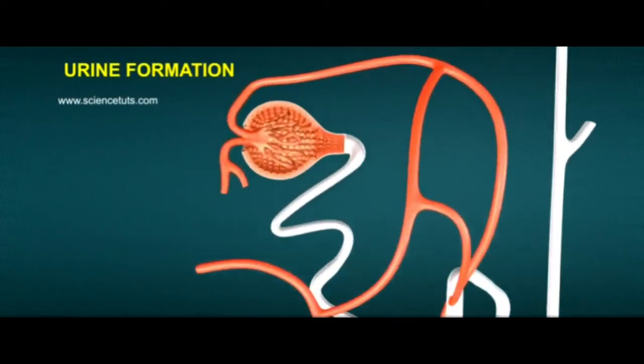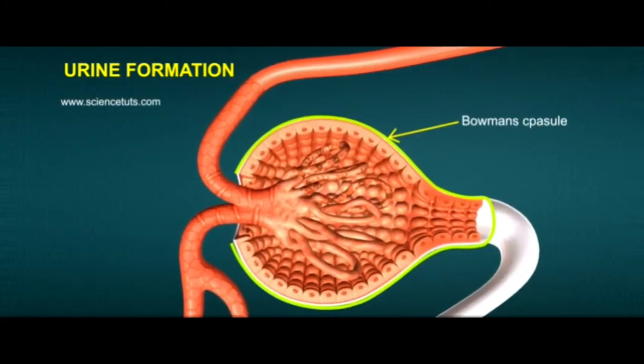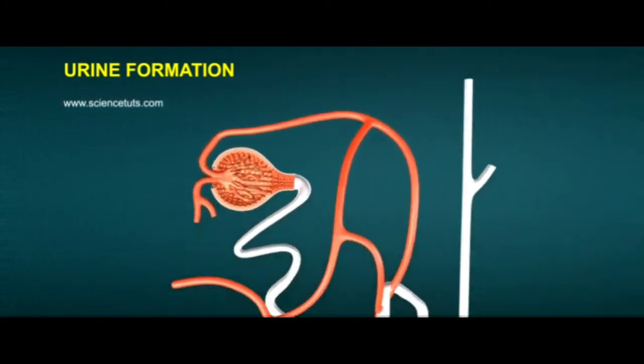Urine formation. Urine is formed in the Bowman's capsule. Urine formation involves three main processes.